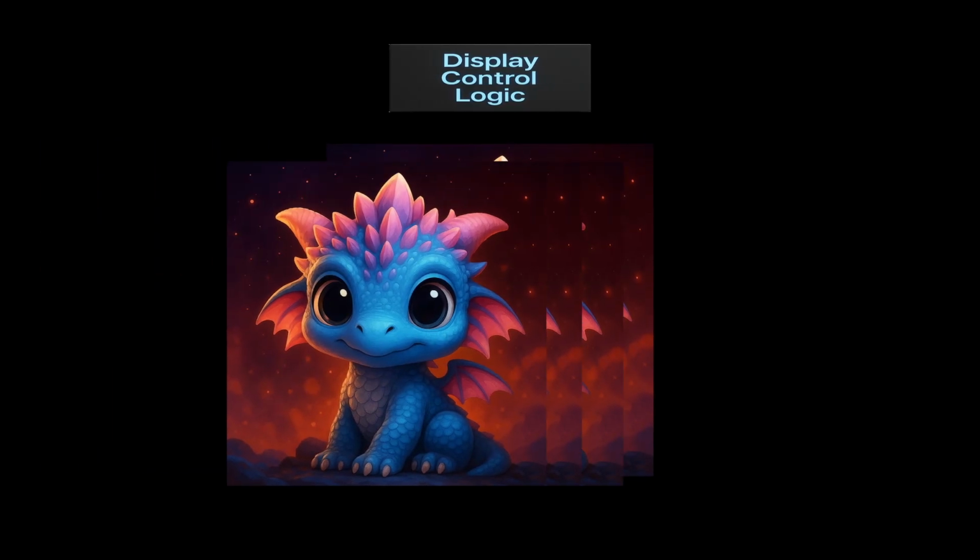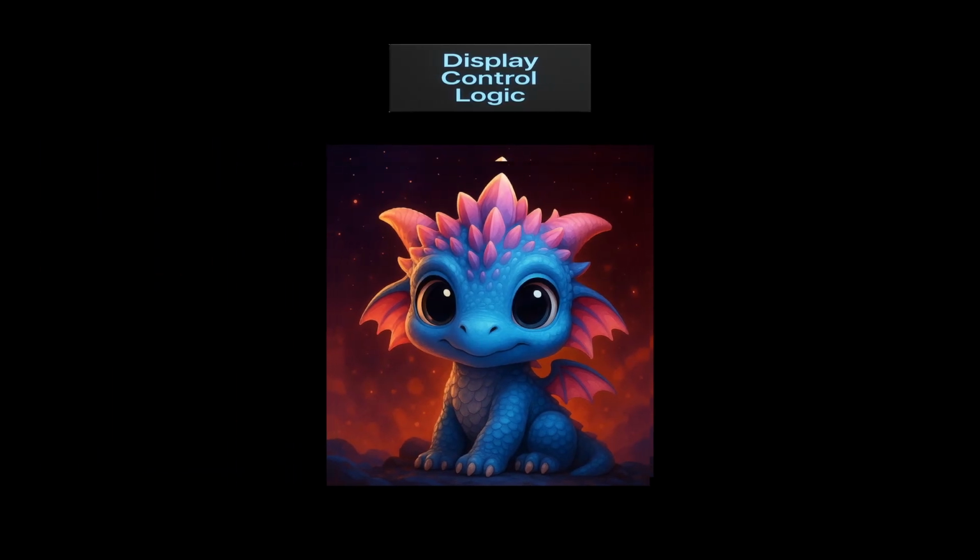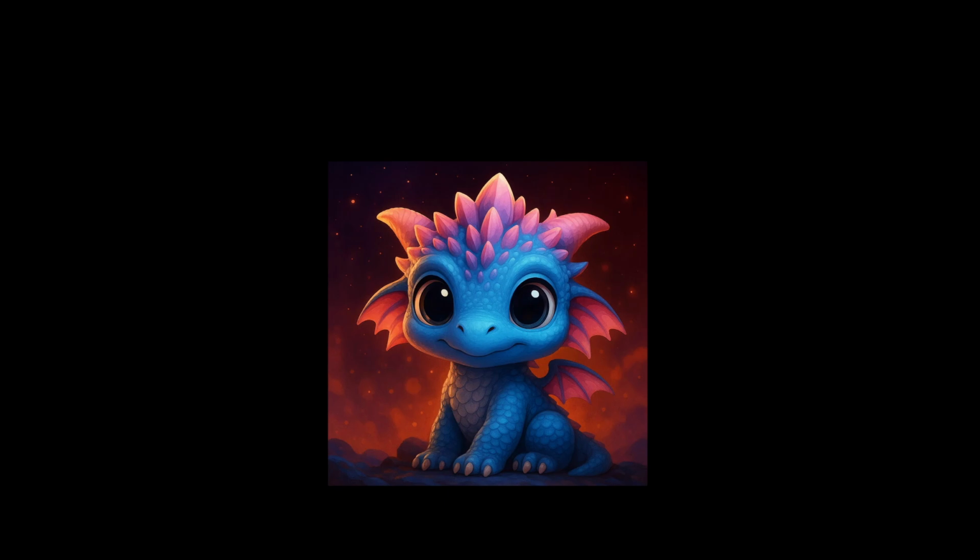And the last render is sent to the display control logic. It coordinates reading pixels from the frame buffer and formatting them for output. Finally, we see the image on the monitor.